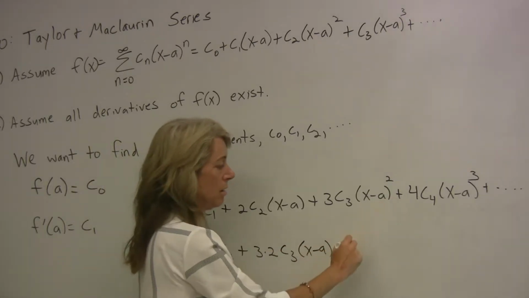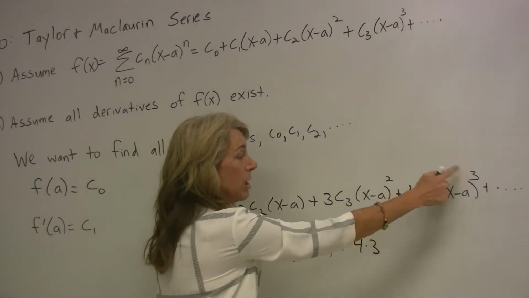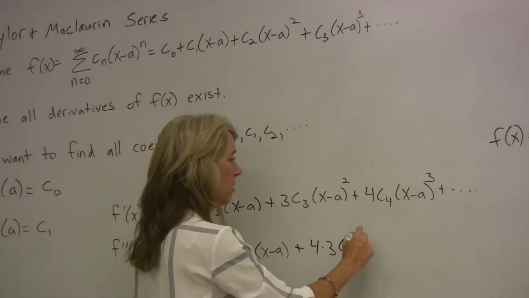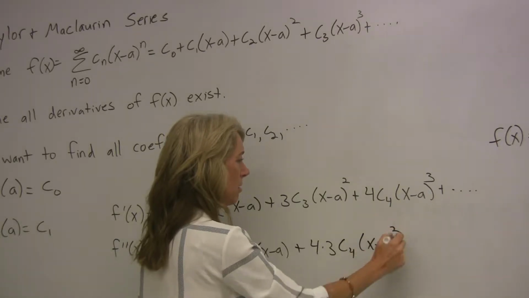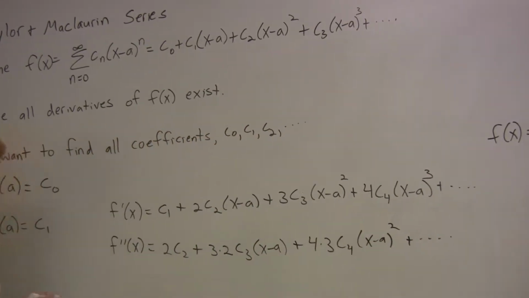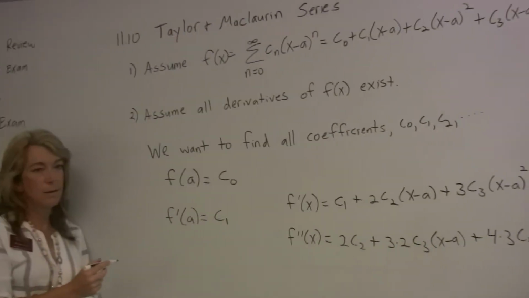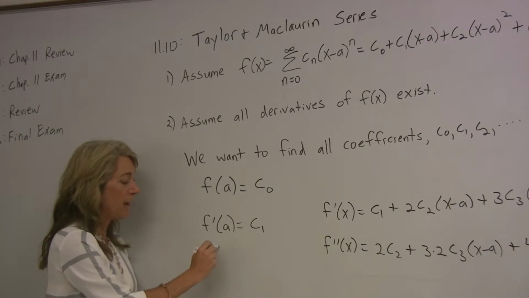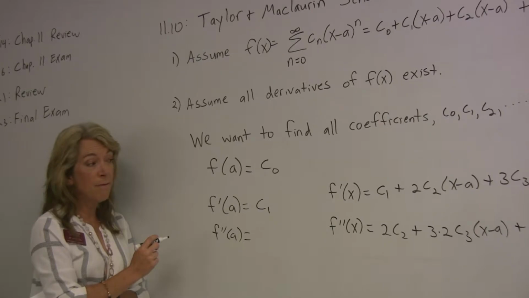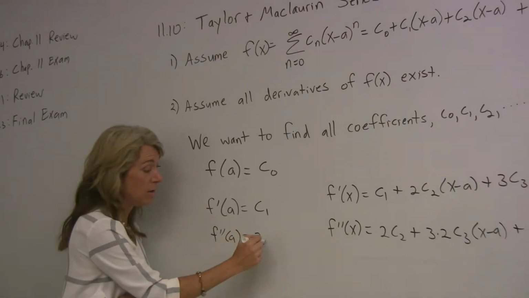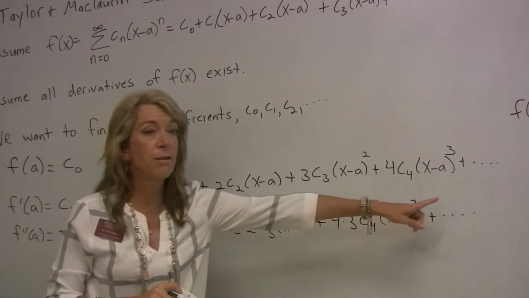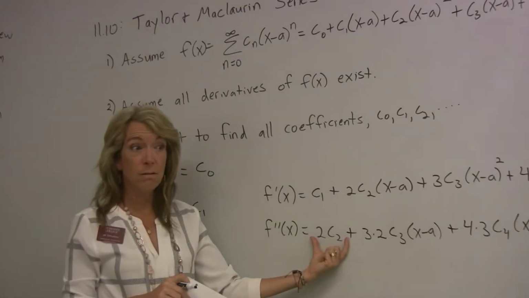And this one is 4 times 3, because I'm bringing that 3 down. If we simplify, we won't see it as well. X minus a squared. And that keeps going. Guess what I'm going to ask you next? f double prime of a? What's the second derivative evaluated at a? 2c2. Right, because all of these will be 0. 0, 0, all those will be 0. But this one will be what's left.